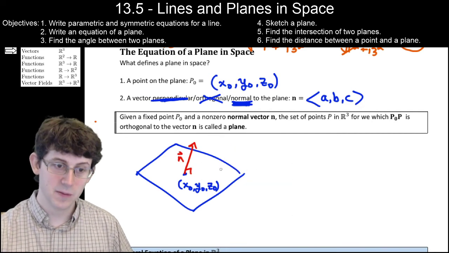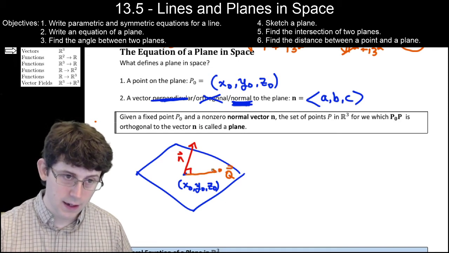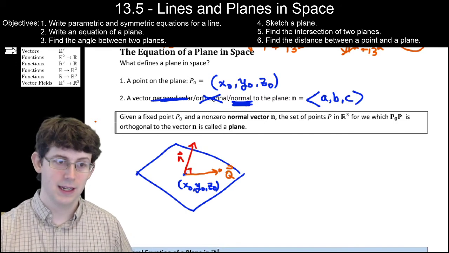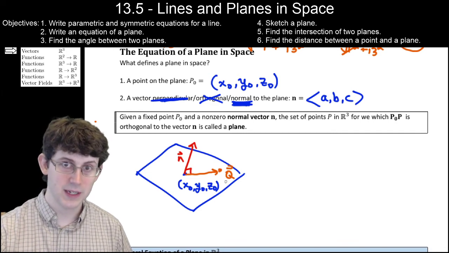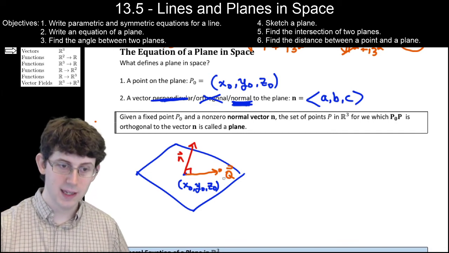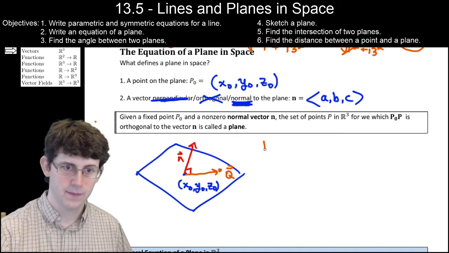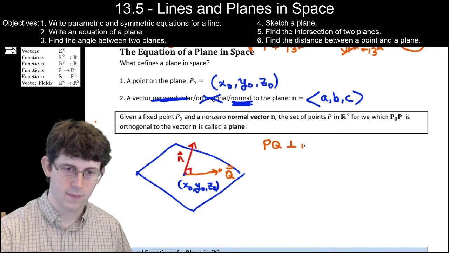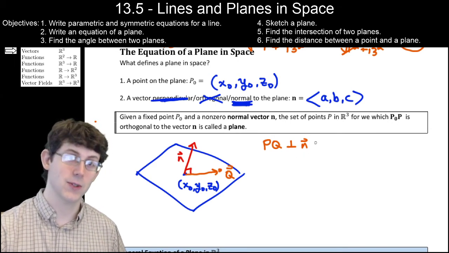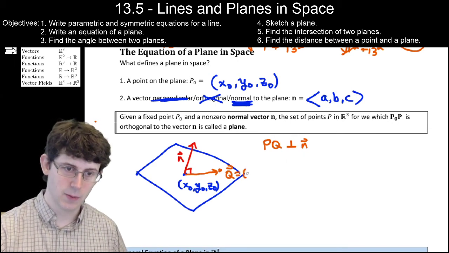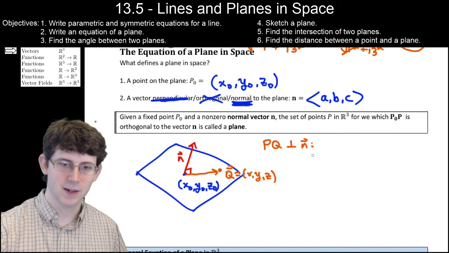You can tell if a different point is on the plane, say a point Q, if going from the base point to Q is orthogonal to the normal vector. So you say the points on the plane are the ones where PQ is orthogonal to n. If you write that as an equation, it'll be an equation that has to do with the dot product. So let's say this is the point xyz. PQ is endpoint minus start point.